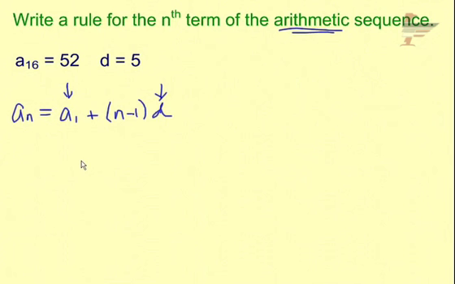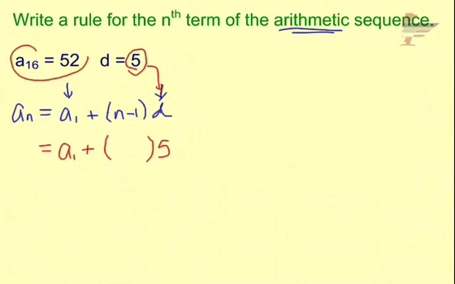So here's our formula. We want to plug in what we know. This d value can go right in there. So we know we're going to have 5. And this n minus 1, well, okay, I'm just going to plug this in because we don't know the first term. And this a sub 16 equals 52 we can use for these last two spots that we need to fill in. What we want to remember, what we plug in for n is always going to be this subscript, this 16. So we're going to have 16 minus 1 over here.